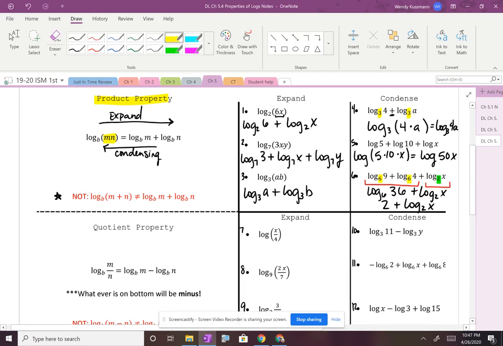This is chapter 5.4, Property of Logs Notes, part 2. Last time we talked about product property. Now we're going to talk about quotient property.